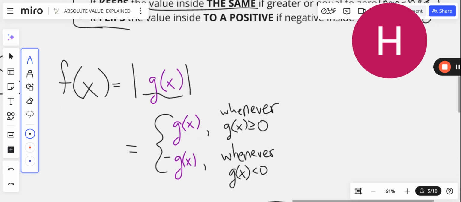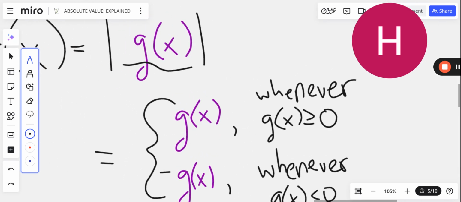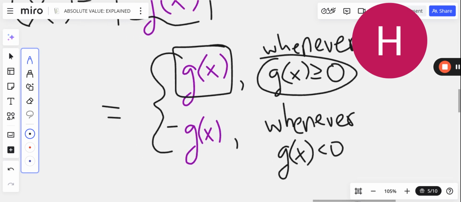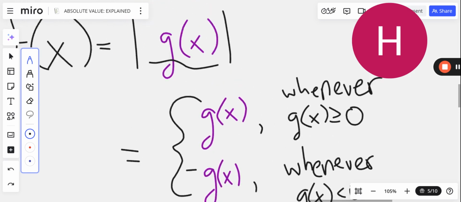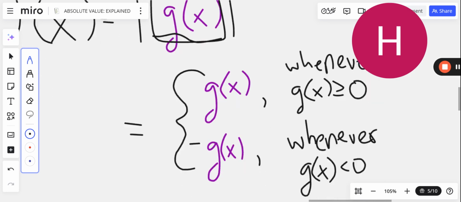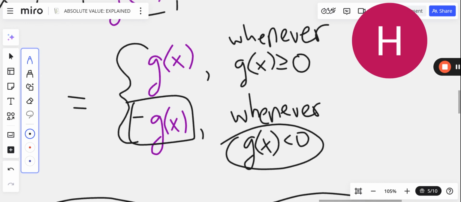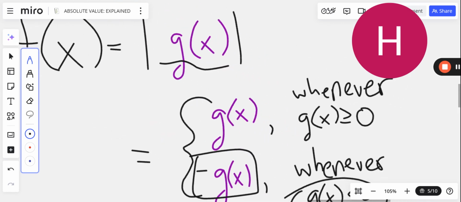We're going to keep the value the same if it's greater than or equal to 0. So let's see what that looks like on this function. This g of x in here is going to stay the same whenever it's greater than or equal to 0. That's its domain. And it's going to flip this thing inside of here, g of x, negative whenever it's less than 0, because absolute value would flip it into a positive number, you see.